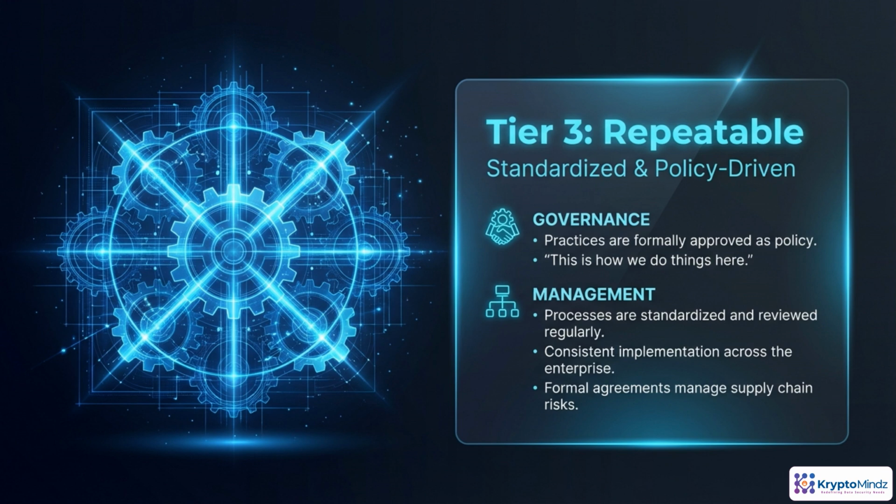Tier 3, repeatable, is where cybersecurity becomes "the way we do things here." Policies are formally approved, communicated, and expected. Processes are documented, standardized, and reviewed on a regular cadence. You start to see consistent implementation across business units. And third-party and supply chain risks are handled through formal agreements and structured oversight, not just informal expectations.